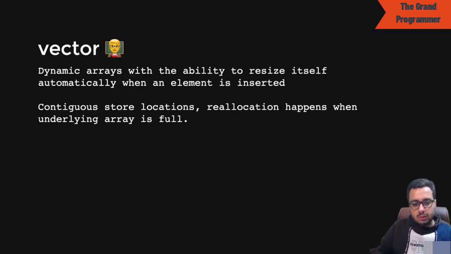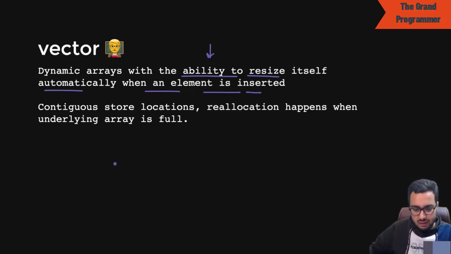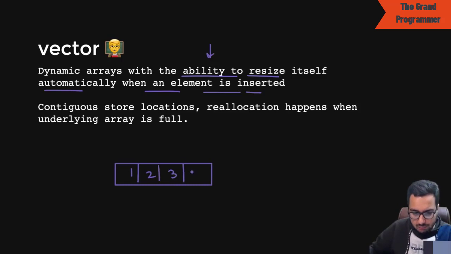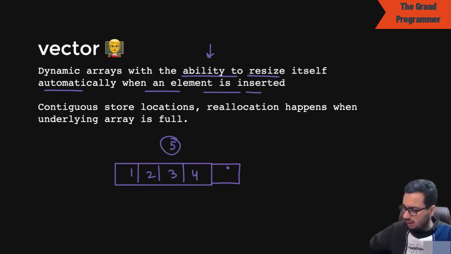And now we are going to talk about vectors, which are very similar to arrays, but they have a special power as well. Okay, that special power is they have the ability to resize themselves when an element is inserted in the array. For example, you have a vector which is currently of size, let's say 4, and you want to insert one more element in this vector. Okay, let's say the vector is of size 5. You want to insert one more element. Let's say the element is 20.